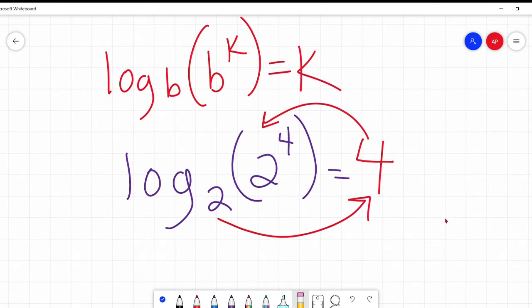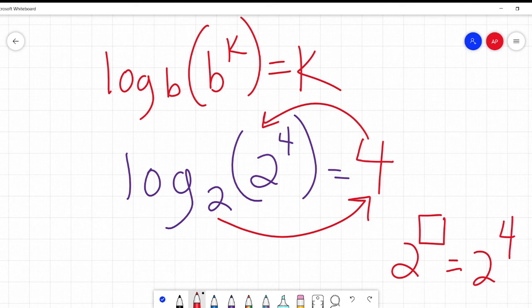That's all this is. It is literally saying 2 to what power equals 2 to the power of 4. Done. That's it. And that's what that rule means.